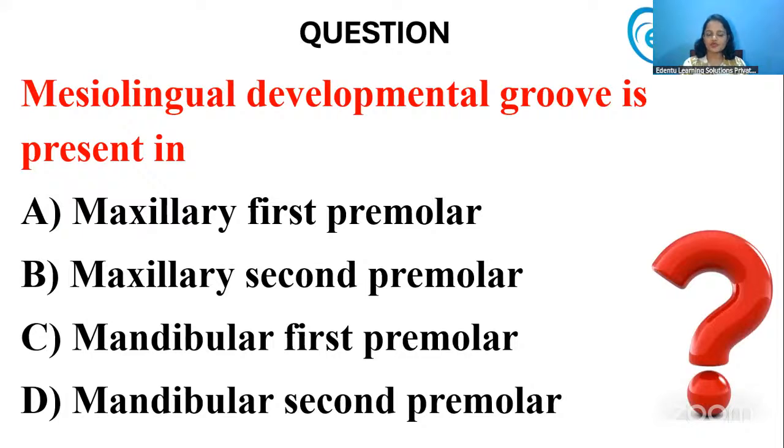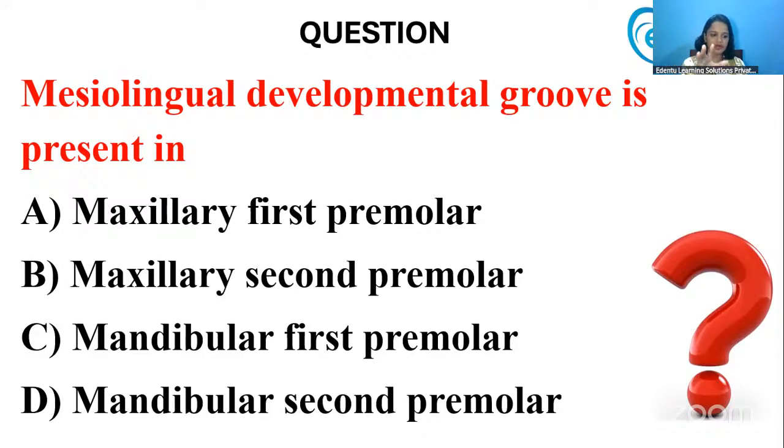Then the next most commonly asked question: mesiolingual developmental groove is present in which tooth? There are special anatomical structures present in different teeth which are really important because these anatomical structures are the ones that differentiate one tooth from another. So these structures are really important.